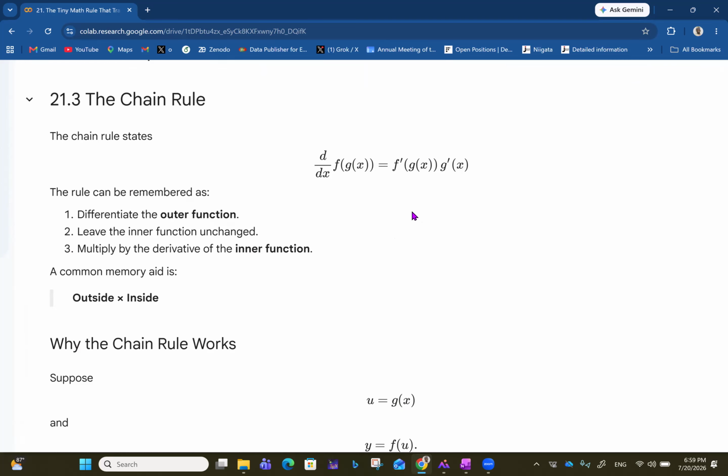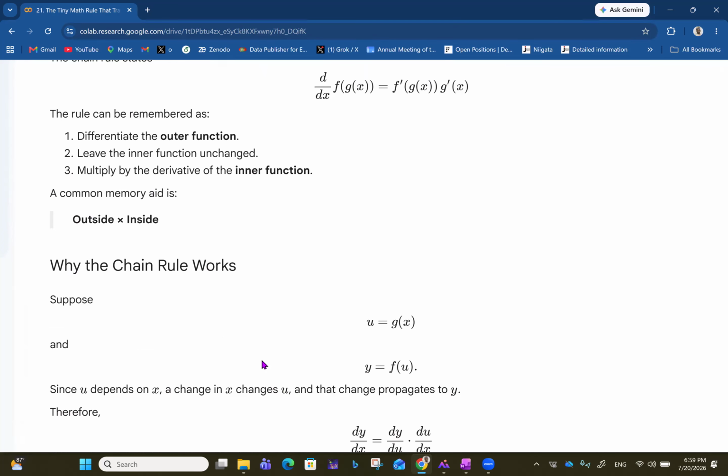So we have this kind of thing here. A common memory aid is this: you have outside multiplied by inside. So why does the chain rule work?